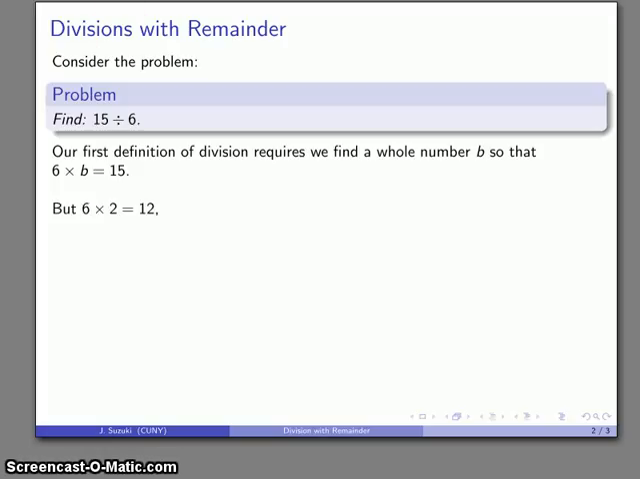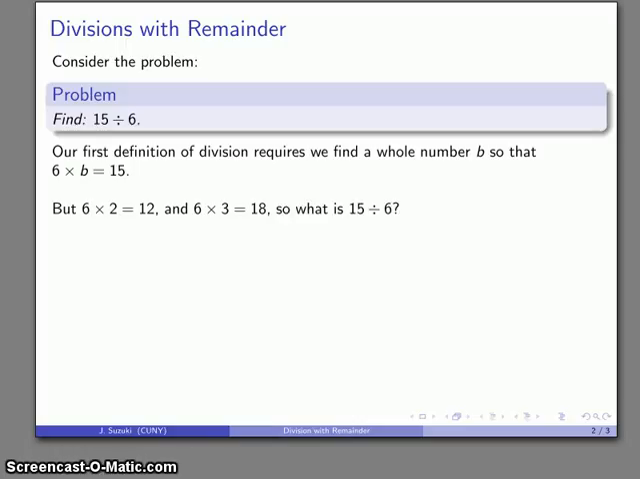6 times 2 is equal to 12, so that doesn't work. 6 times 3 is equal to 18, and that doesn't work. And we might guess that the correct answer is somewhere between 2 and 3, but we don't have a whole number that's in between those two numbers. So there's two ways we can approach this.